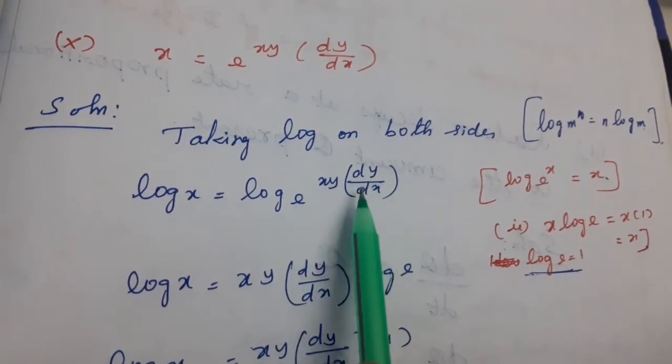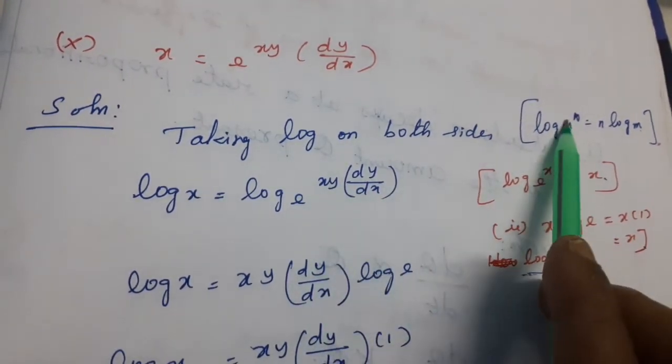So this comes to the product. The power rule: log m power n means n into log m.